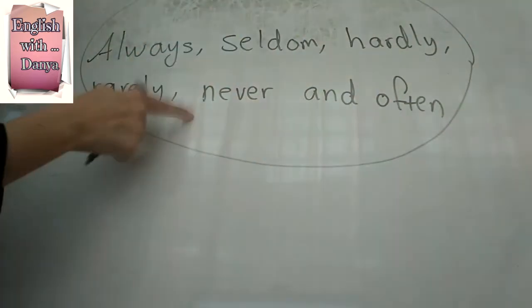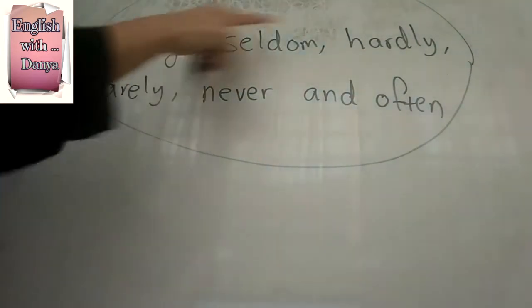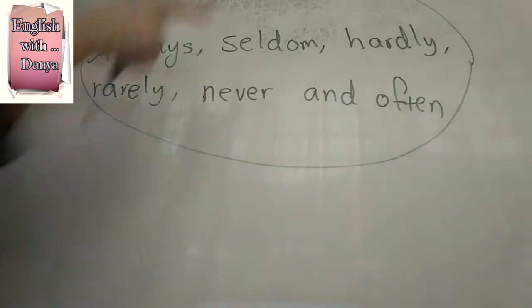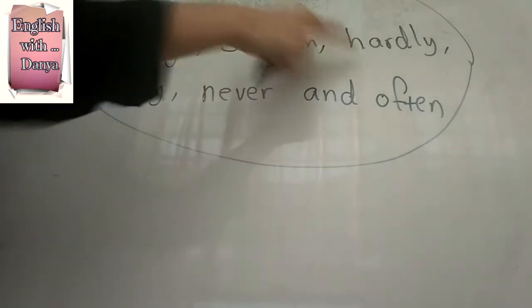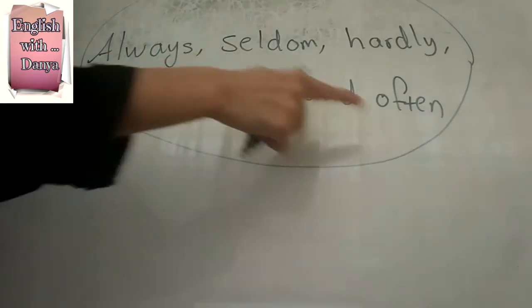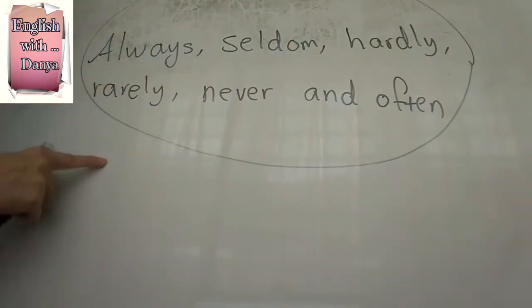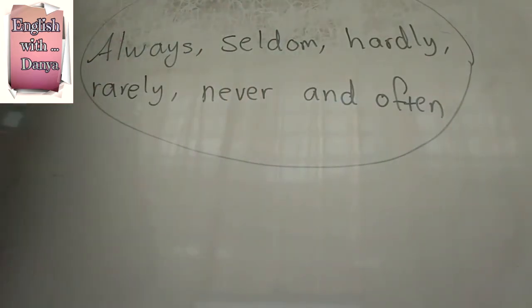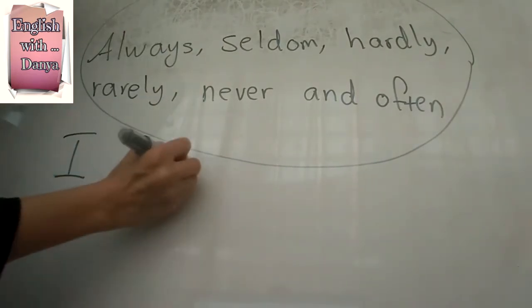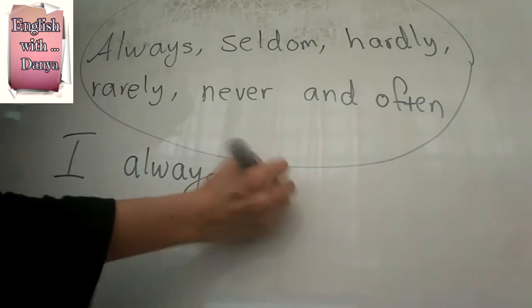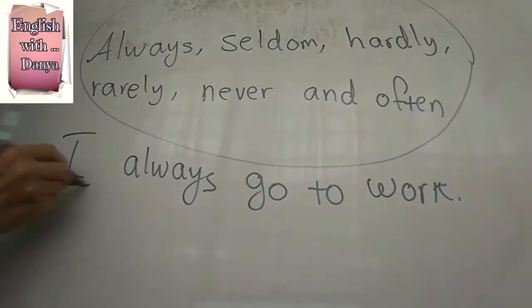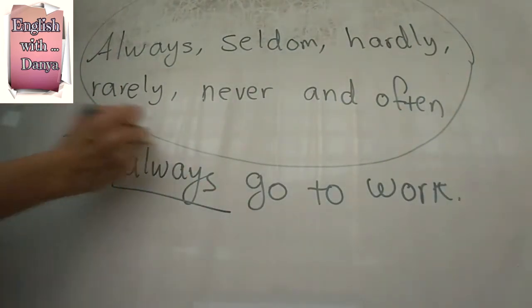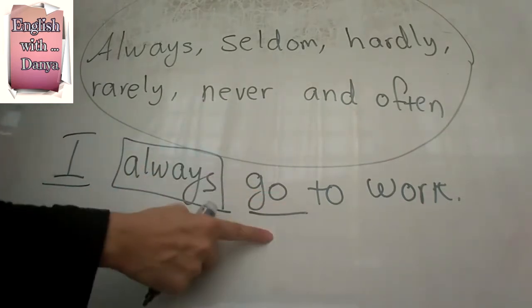Let's look at the structure. If you want to use any of them, what happens? They come after the subject. So if you want to use always, seldom, hardly, rarely, never, often, you need to use them after the subject. Like in here, if you say, I always go to work. So here we have the subject followed by always, and then we have go, which is the verb.